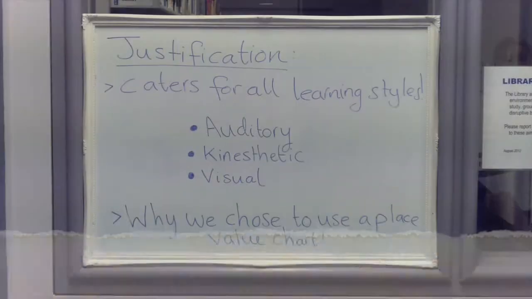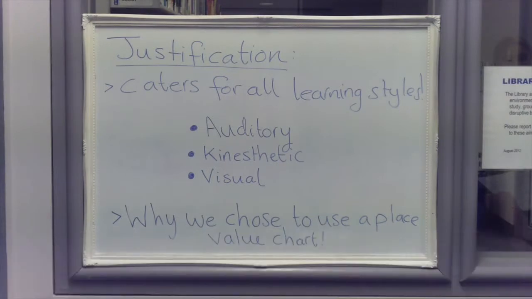Very good, Danielle. The justification for our mini lesson is that it caters to all learning styles. For example, auditory as it was spoken, kinesthetic as it was hands-on, and visual. We used the place value chart for the mini lesson so the students could easily see the link between decimals and fractions when it comes to the thousandths column. The students have learnt how to represent a number in 3 different ways: decimals, fractions, and a worded sentence.